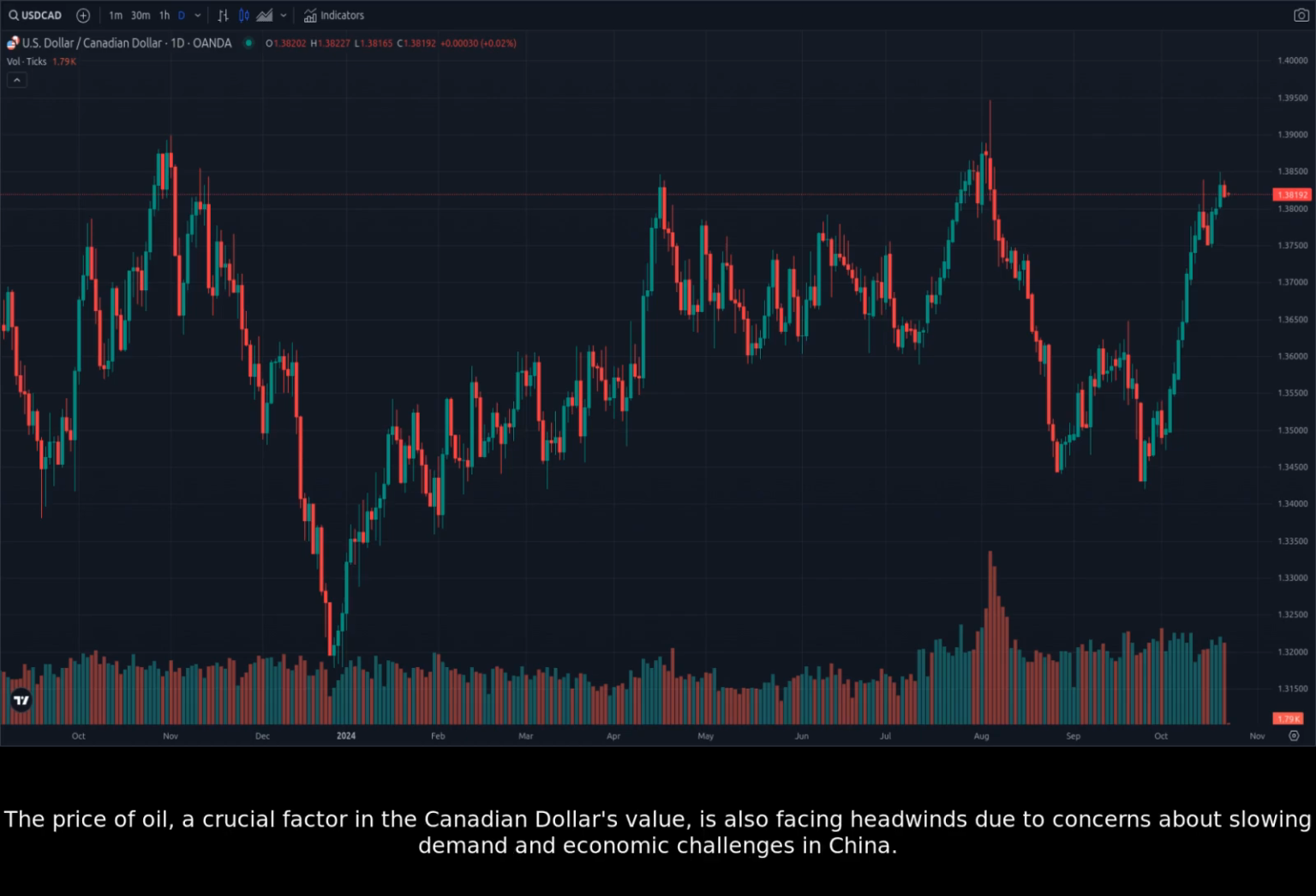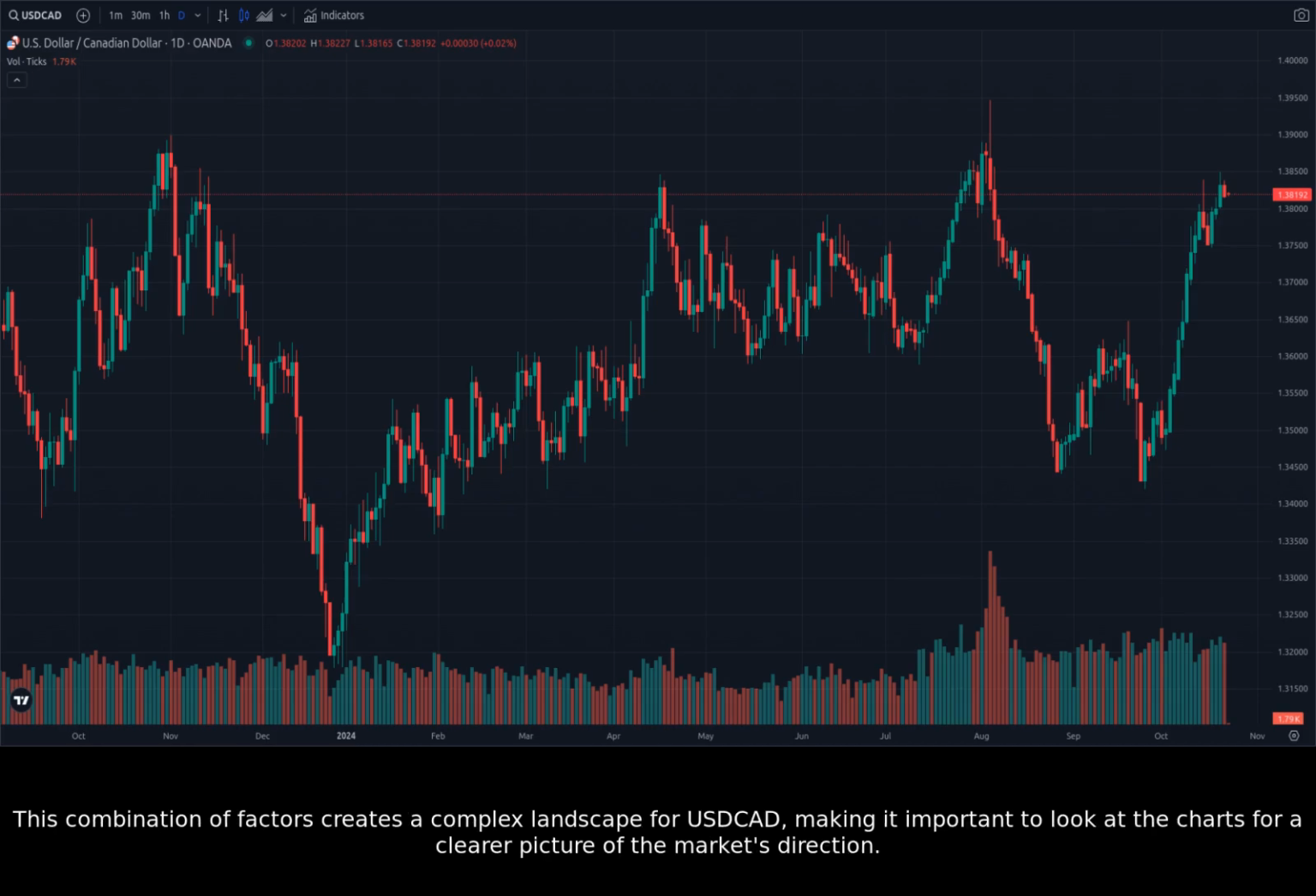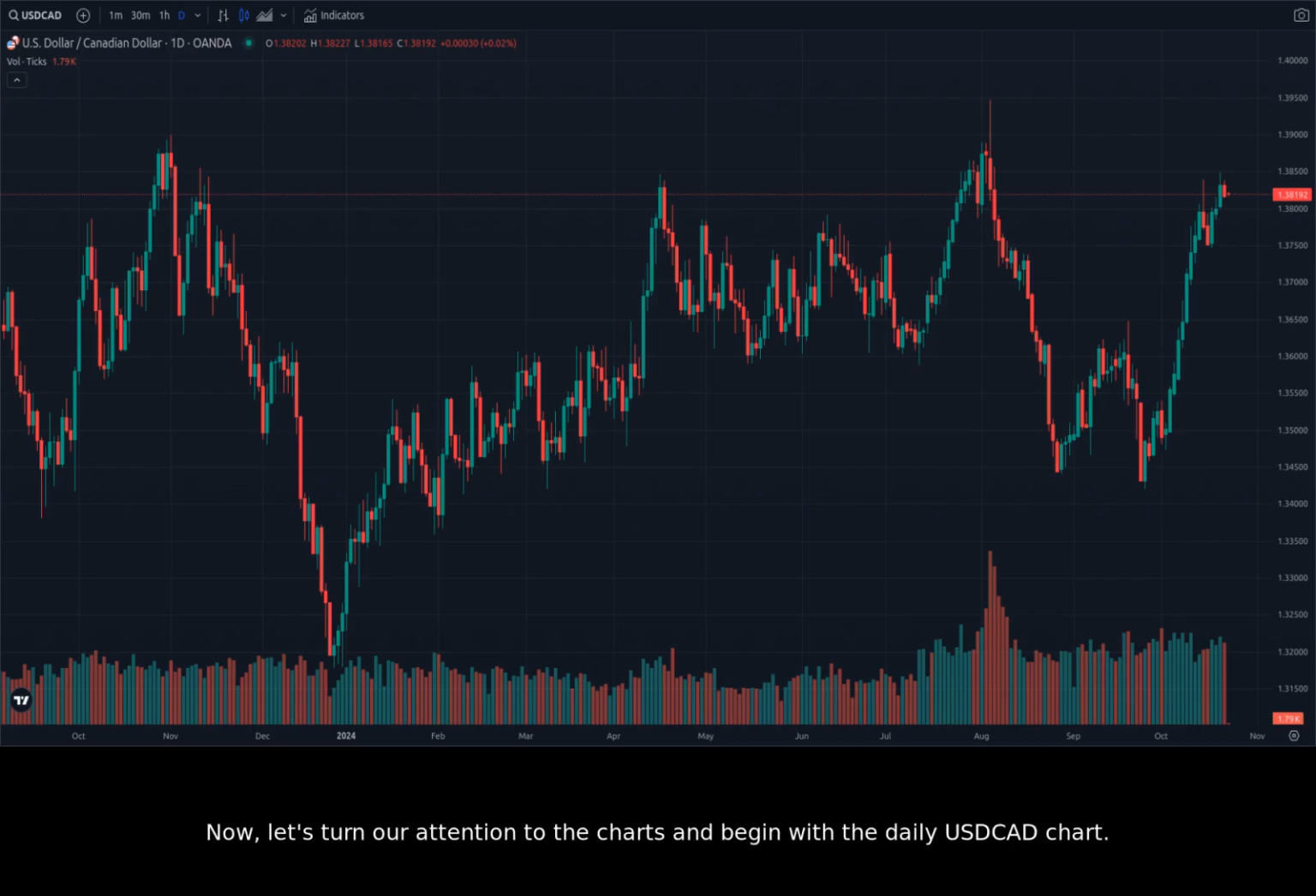The price of oil, a crucial factor in the Canadian dollar's value, is also facing headwinds due to concerns about slowing demand and economic challenges in China. This combination of factors creates a complex landscape for USDCAD, making it important to look at the charts for a clearer picture of the market's direction. Now, let's turn our attention to the charts and begin with the daily USDCAD chart.